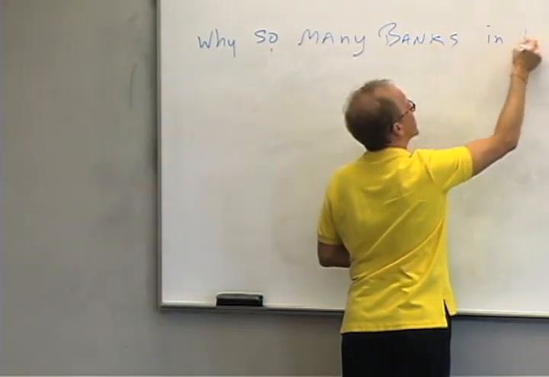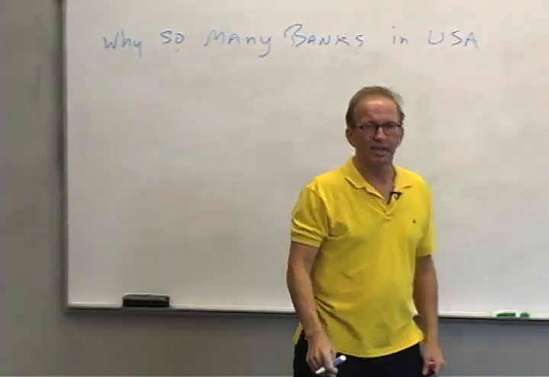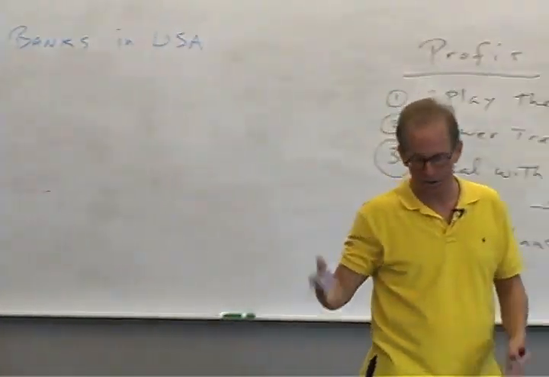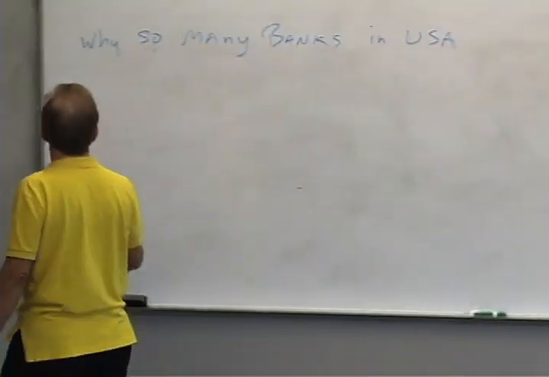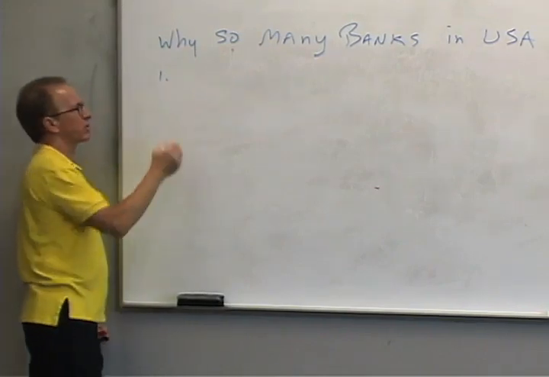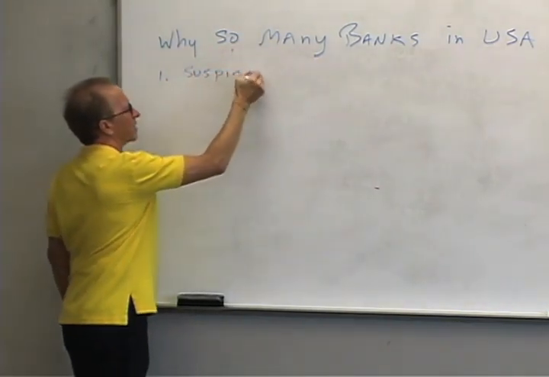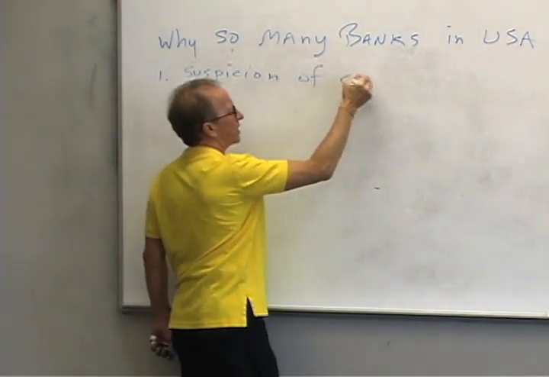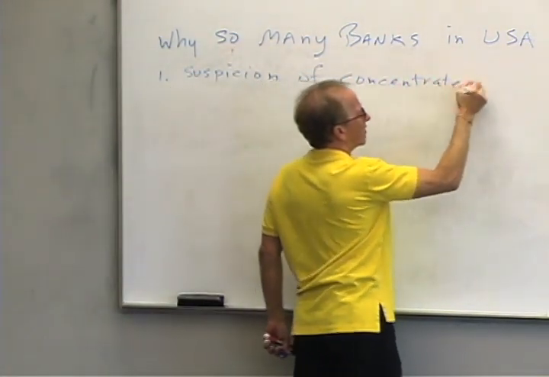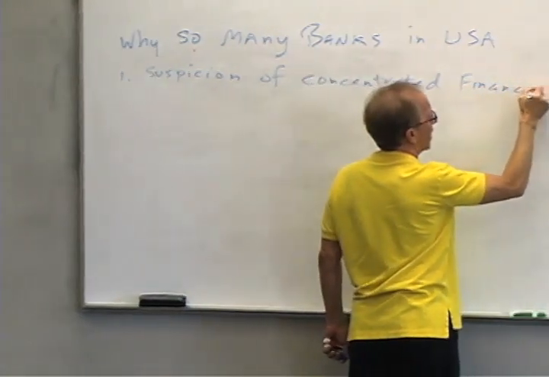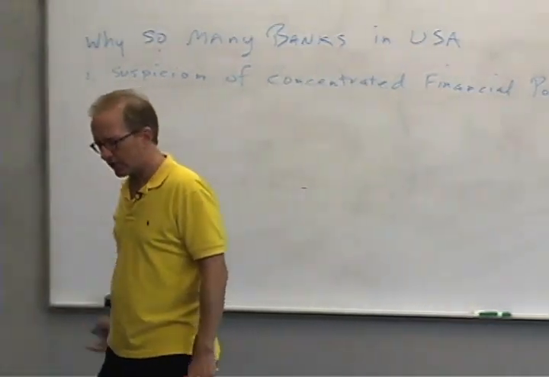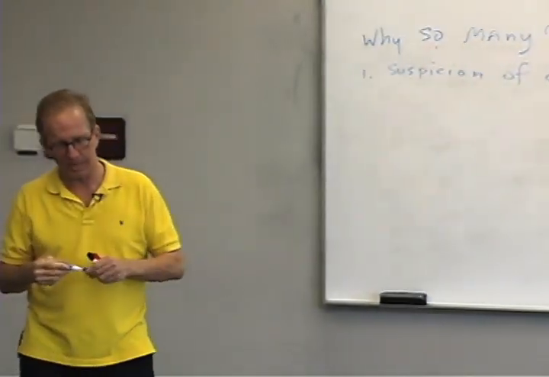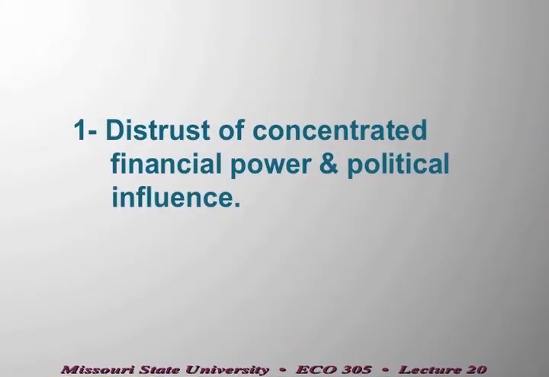And I'll say in the USA, because that's where we are. Those of you foreign viewers, we're just focused on the United States now. A lot of this is historic. One is that there was a suspicion of concentrated financial power in the United States. This is historic. It's almost in our genes. It's really not. People in the United States come from everywhere. But this has really been a constant throughout America's history.